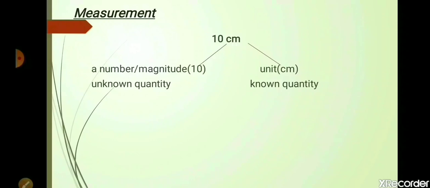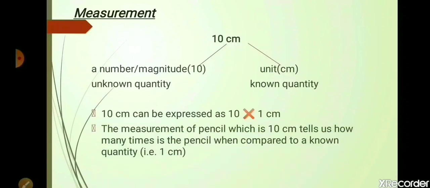If we look on the scale, say a 15 centimeter scale, then one particular unit or division of the scale is known as centimeter. So the idea of centimeter is known to us. But what we are trying to know is the length of the pencil, which was 10 centimeter. This 10 centimeter can also be written as 10 into 1 centimeter, which tells us that the pencil is 10 times the length of a centimeter. So we are comparing the length of the pencil with this known unit, with this reference, that is centimeter.